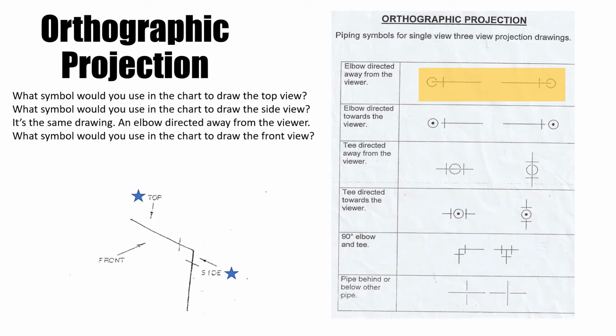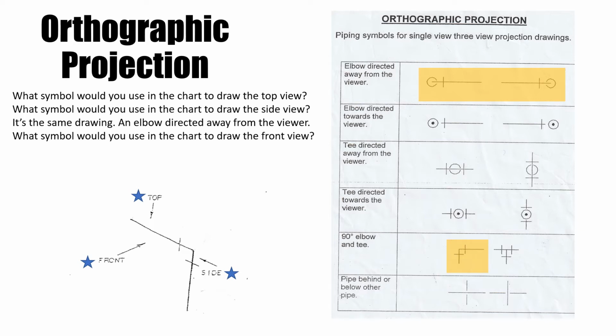What symbol would you use in the chart to draw the front view? Now think about it for a second, and you have to ask, what is that 90 doing? Is that 90 coming to me, going away from me, or is it flat to me, meaning it's coming straight across in front of me? Any ideas? Well, this is how you would draw it.